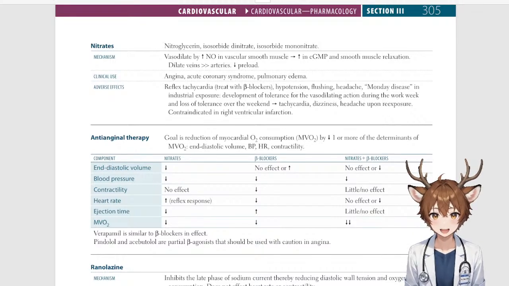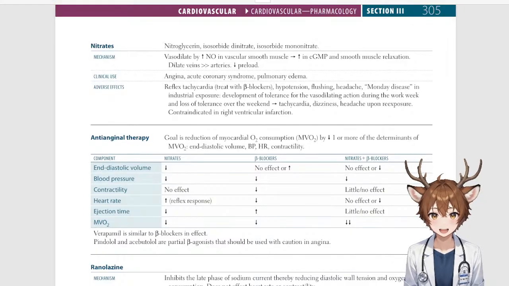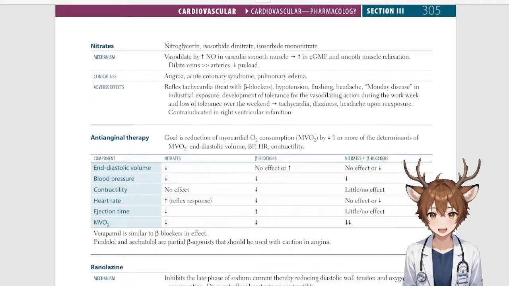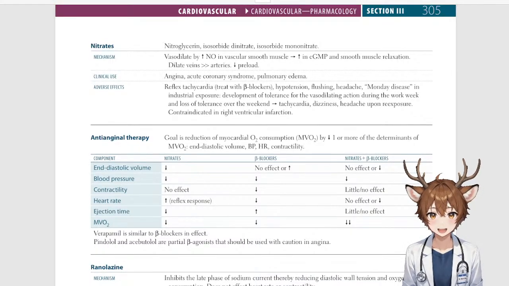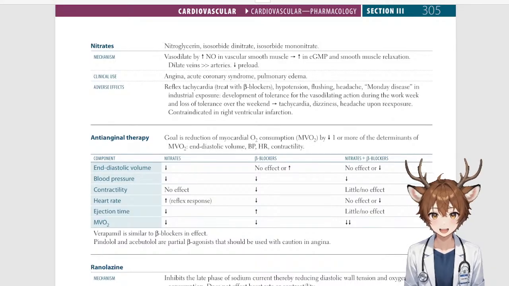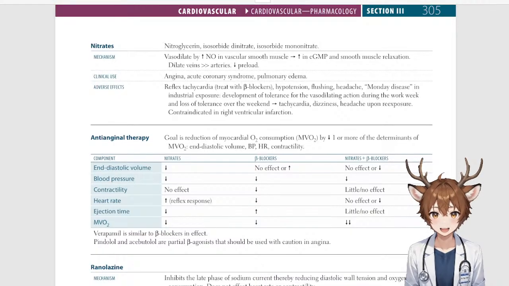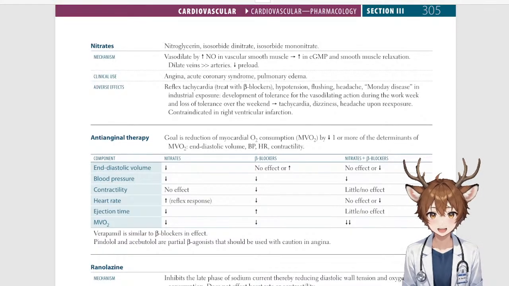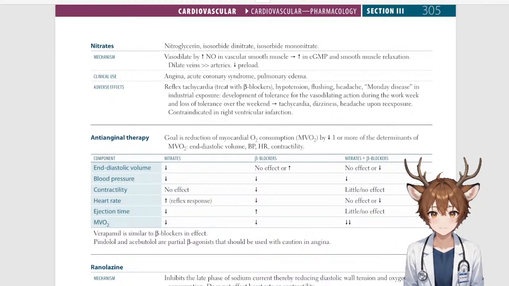Okay, let's talk about nitrates. Nitrates: nitroglycerin, isosorbide dinitrate, isosorbide mononitrate. Mechanism: vasodilate by increasing the nitric oxide in the vascular smooth muscle, leading to an increase in cyclic GMP and smooth muscle relaxation. This causes a lot of dilation of the veins, with some arterial dilation as well. This decreases preload. What is it used for? Angina, ACS, and pulmonary edema.